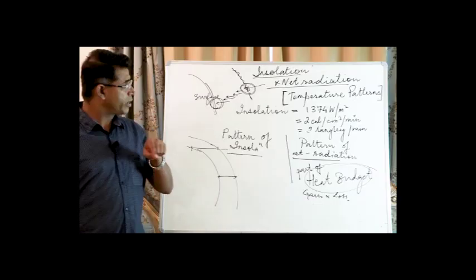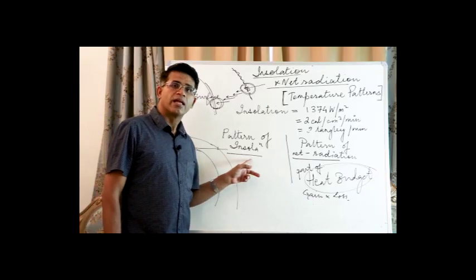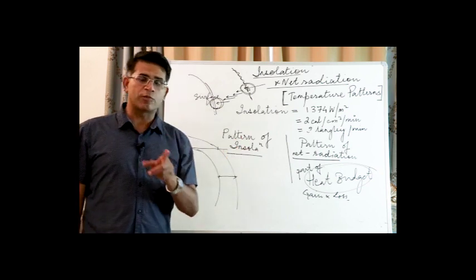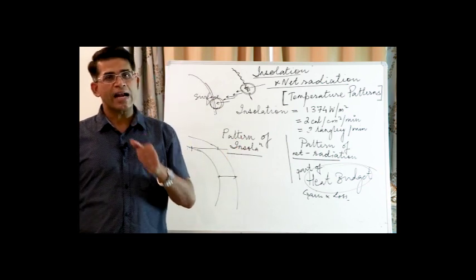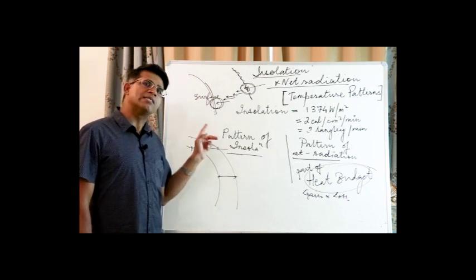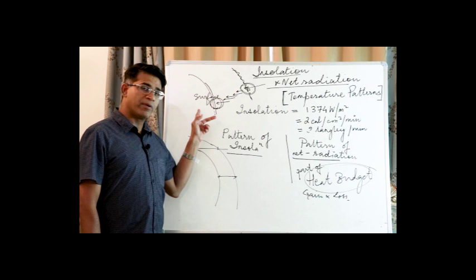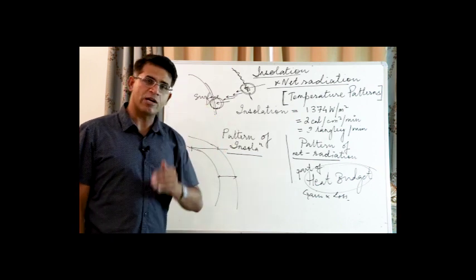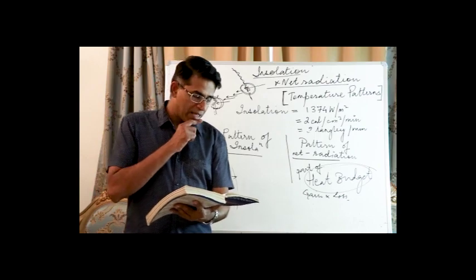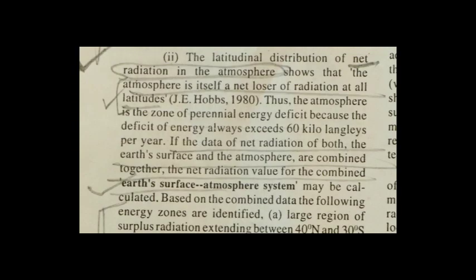Now compare this with the insolation pattern. I said for insolation the maximum receipt is at the North Pole. But if you look at the net radiation on the surface, the maximum receipt is between 20 degrees north and 20 degrees south. The next paragraph is the latitudinal distribution of net radiation in the atmosphere.